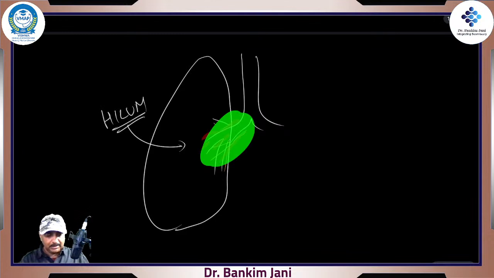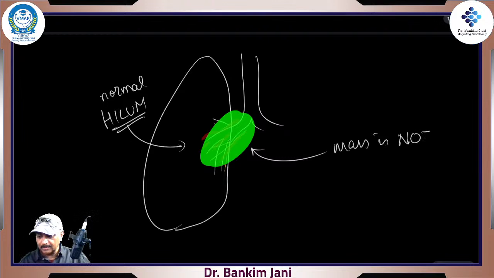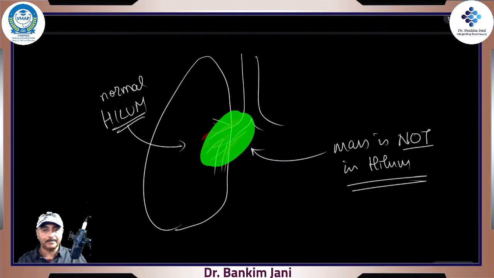So whenever you see a normal hilum and you are watching through any of the lesion, this means that this mass is not in the hilum. It is not from the hilum, because if it were from the hilum and expanding, it would shift all the structures. Here the hilum is seen properly. The trachea might be affected because it is slightly moving across.